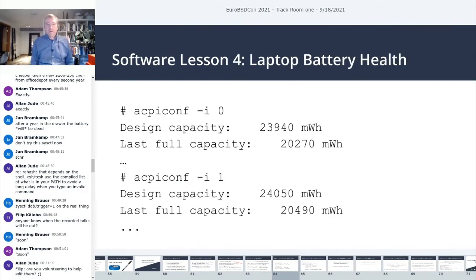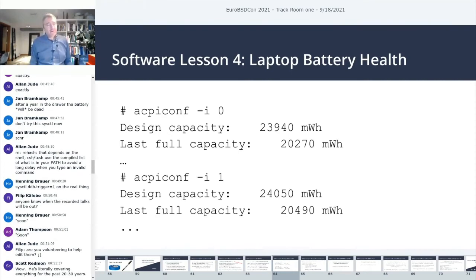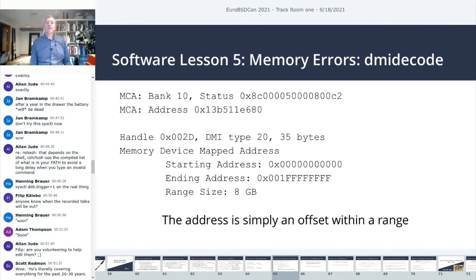Okay, moving on. So, you got that ThinkPad, or similar, you name it. Well, acpiconf -i 0 or 1, however many batteries you have, it will tell you the design capacity of that battery and the last full capacity. When you receive a new laptop such as this one off of eBay, it's good to know if that's 80% good or 5% good, a bit like UPS batteries. Your mileage may vary. Very, very helpful.